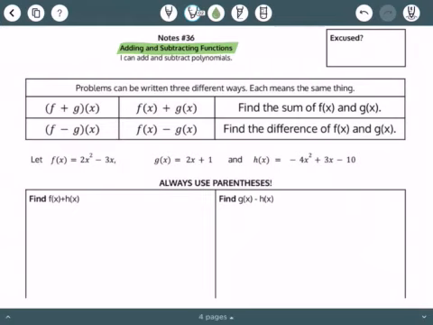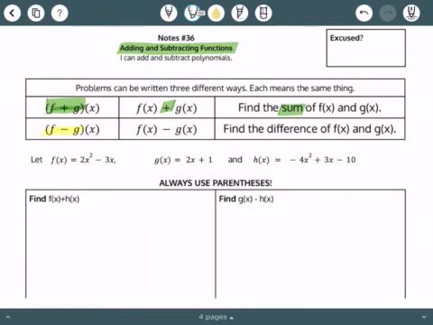So if I'm looking at these, problems can be written in 3 different ways, and they each mean the same thing. That means that this one and this one are the same, and these ones are the same as well. So we see f plus g, right? So f plus g there is the same as f of x plus g of x, which is the same as finding the sum of them, right? So f of x plus g of x, or f plus g, or sum all mean the same. We also see the same thing happens when we have subtraction.